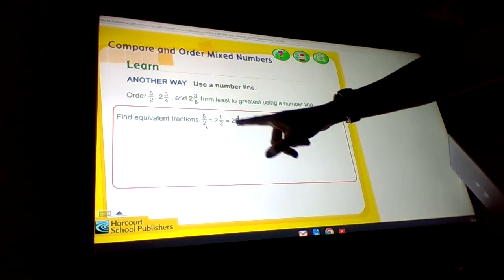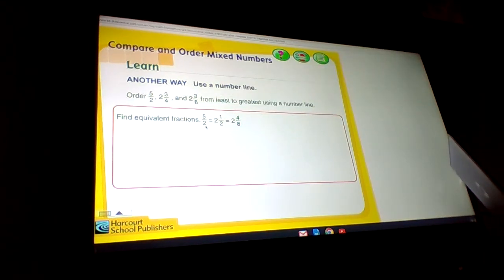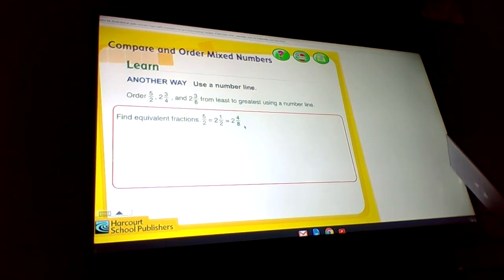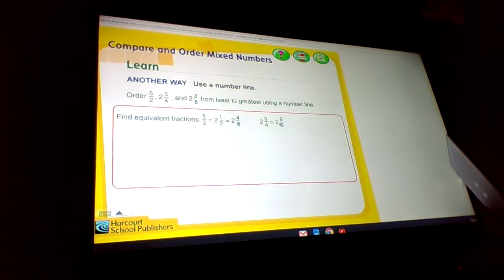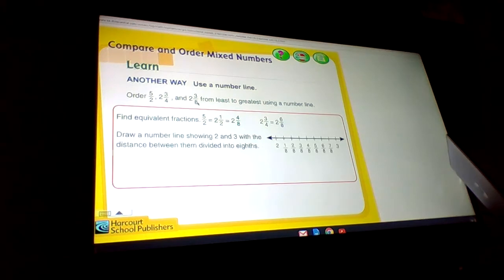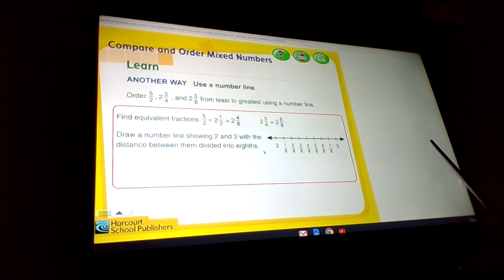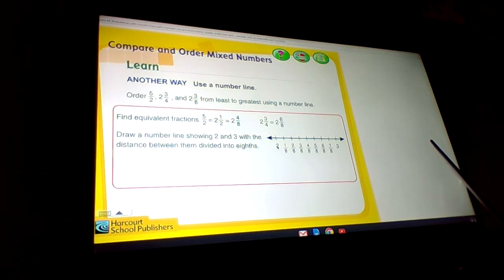But then we had to find a common denominator for 3/4 and 3/8. So look what they're doing. They're using 8 as your common denominator. So 5/2 turns into 2 4/8. 2 3/4, we're only changing the fraction. They had to give it a denominator of 8. So when you're making equivalent fractions, 4 times 2 is 8. 3 times 2 is 6. That becomes 2 6/8. And this one's easy because we don't have to change it. It already has 8ths as its denominator. So here's our number line. We have a 2 and a 3, and we're divided into 8ths.